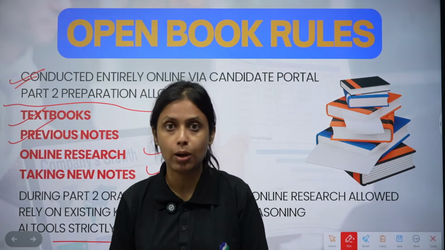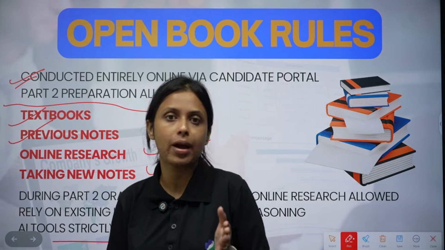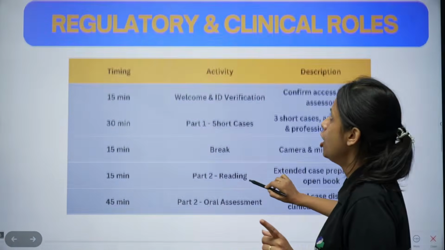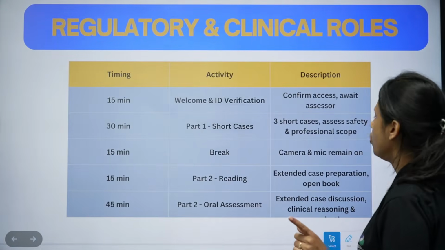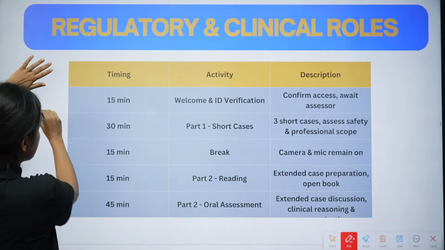You are not allowed to get up and move. Even during your breaks, you are not allowed to get up and move, guys. Listen to this carefully. Remember this carefully. Now, what are the regulatory and clinical roles? See, this is the timestamp division. I will talk about this.